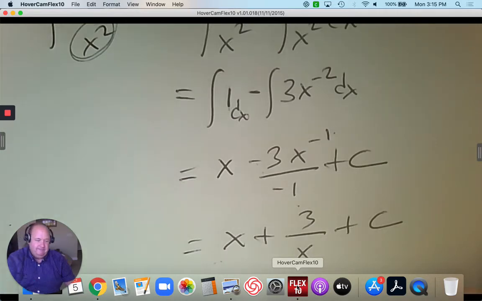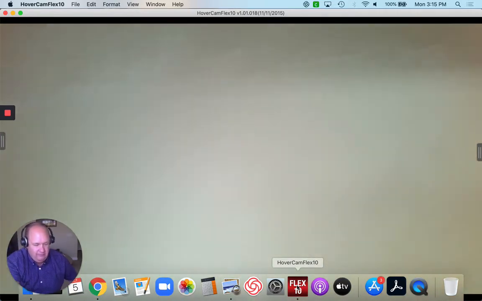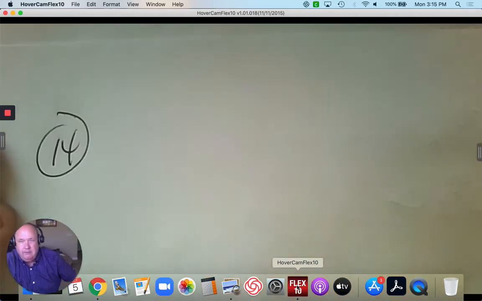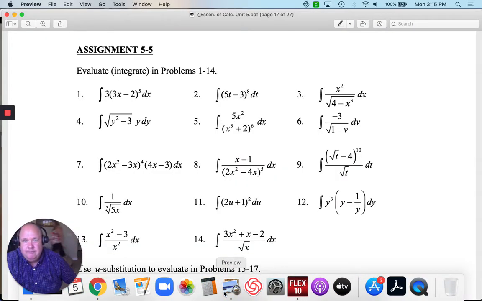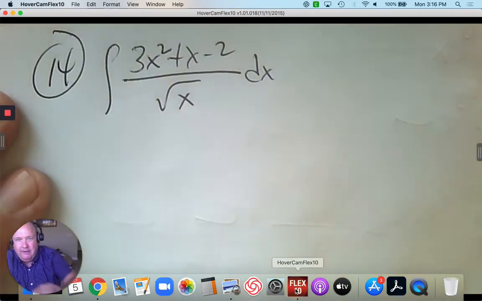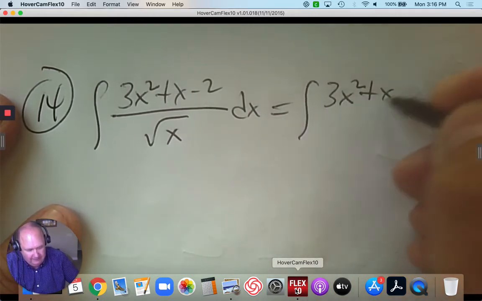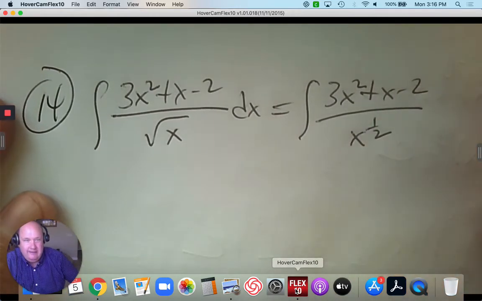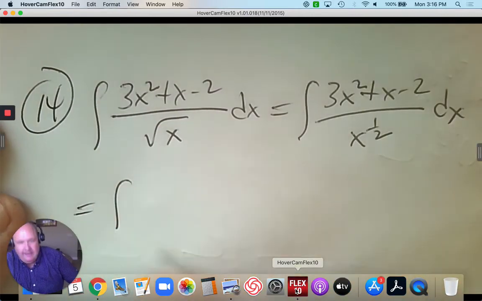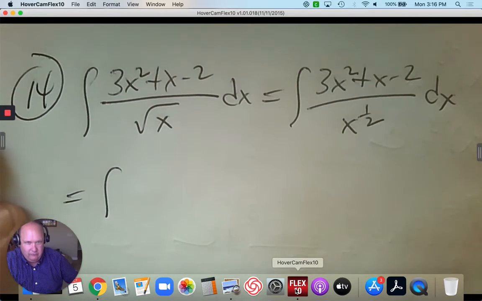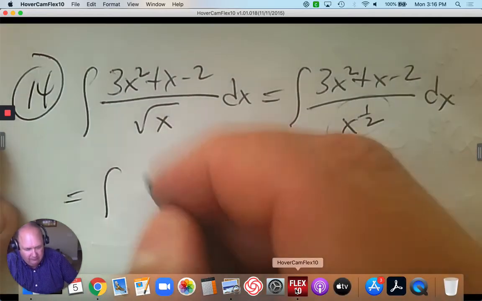Number 14. Last one to practice like this. So look at number 14. So again, the indicator for number 14 is the monomial in the denominator. So see the monomial root x? I'm going to change that to x to the 1/2. So we have 3x squared plus x minus 2. And then I'm going to write it as 3 separate fractions, all using x to the 1/2 as a denominator.